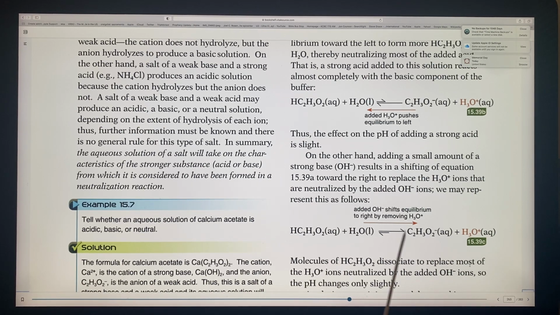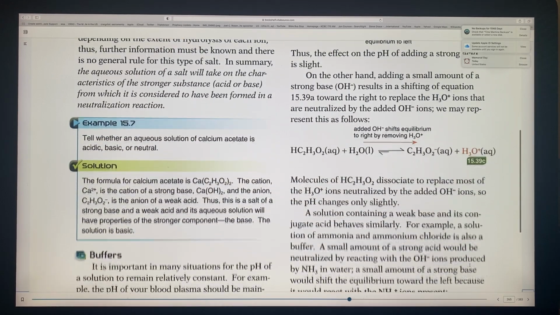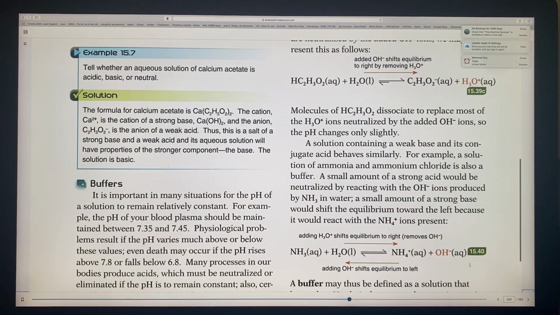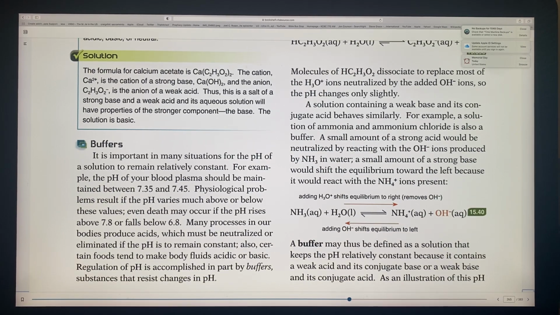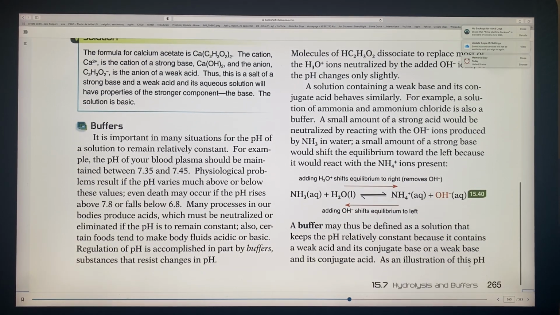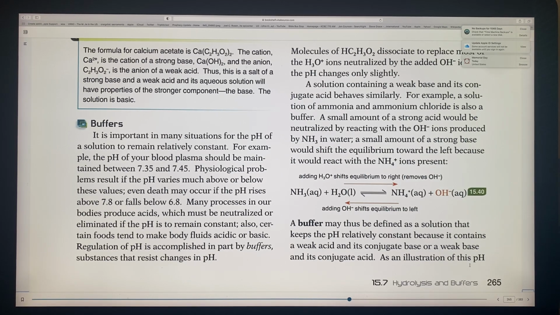And these are just buffers. When they shift to this area, they're drastically trying to shift your blood back to normal, because they have either too much acid or too much base. So you can see, as you add more hydrogen, which is the acid, the equilibrium goes to the left, and then it goes back to the right, and then back to the left. This is how buffers work.